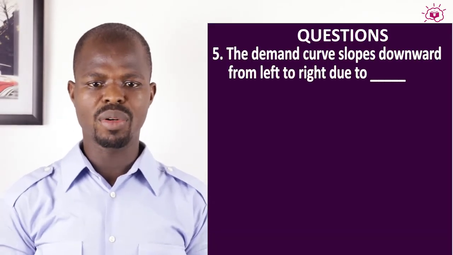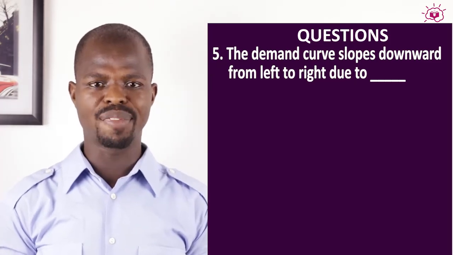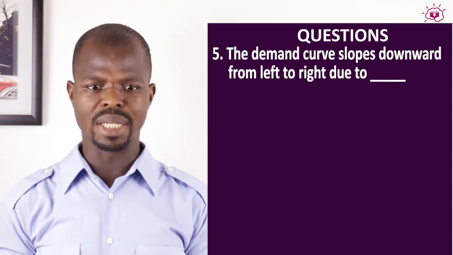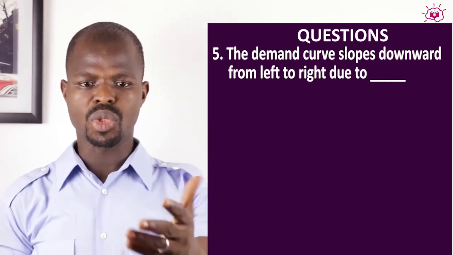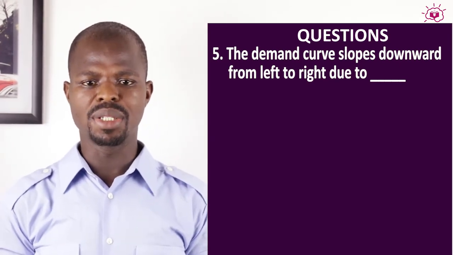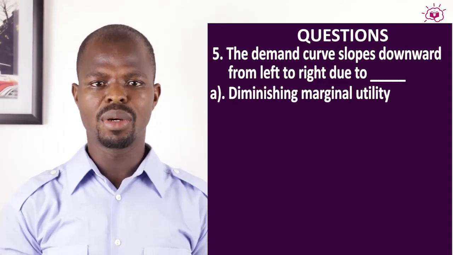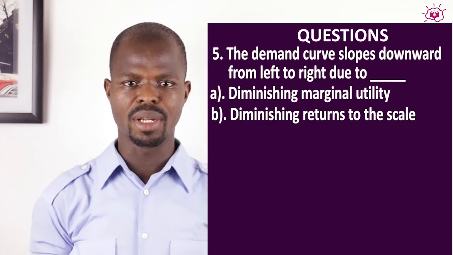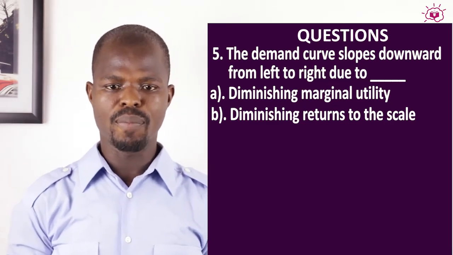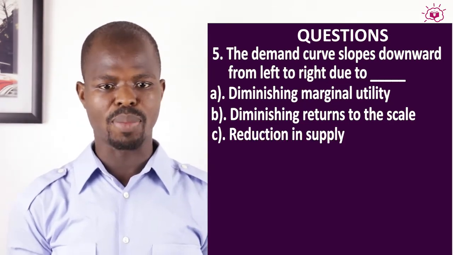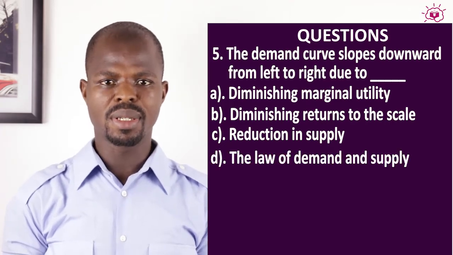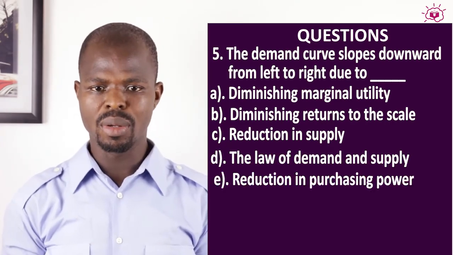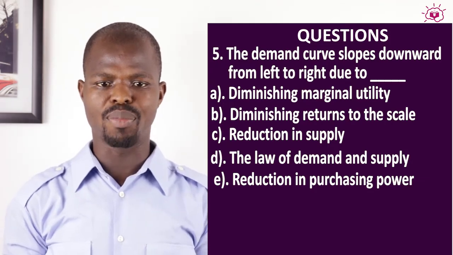The demand curve slopes downwards from left to right. Again, the demand curve slopes downwards from left to right due to dash. Option A, diminishing marginal utility. Option B, diminishing returns to scale. Option C, reduction in supply. Option D, the law of demand and supply. And the last option, reduction in purchasing power.